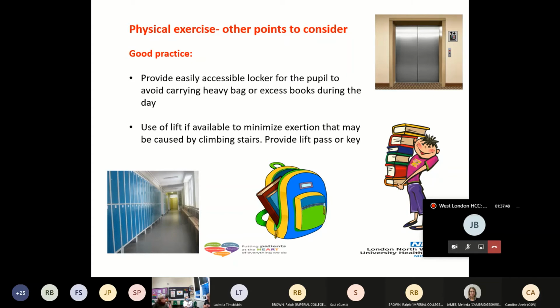And also as well, if they're in senior school particularly, if they're walking up and down lots of stairs, that exertion of walking up and down stairs several times a day can cause a sickle cell crisis. So if there's access to a lift, then good practice would be just to allow them a lift pass that they're supervised to use, or a lift key. Those types of things are really beneficial.